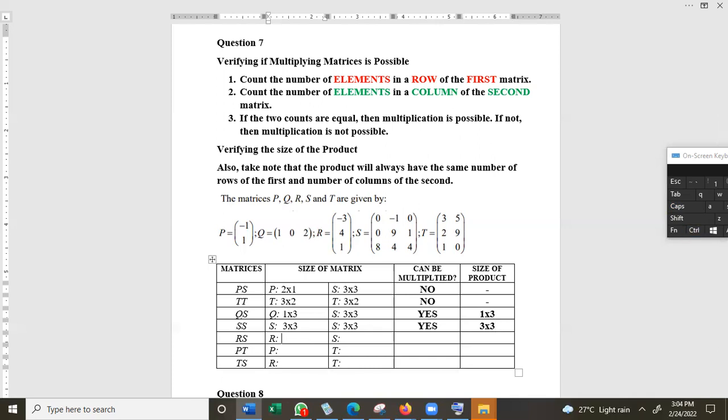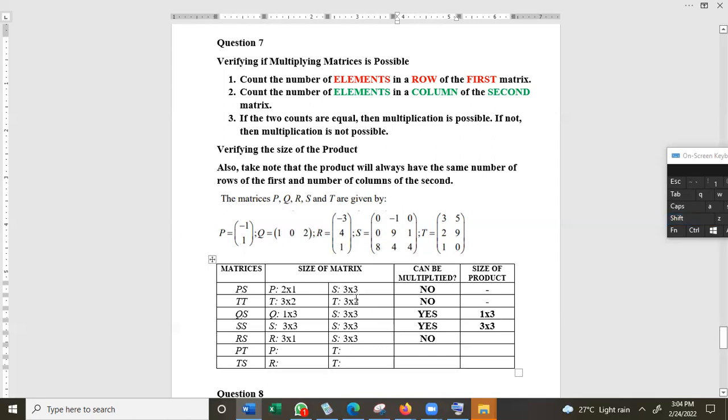R. R is a what? R is a 1, 2, 3, by 1. R is a 3 by 1. S is a 3 by 3. We said that already. Okay. Is multiplication possible? Just look at those two inner numbers. No. If you don't have the matrices themselves and that's what you have, you can work with that. Just look at the two inner numbers. As you can see, they're different. No.